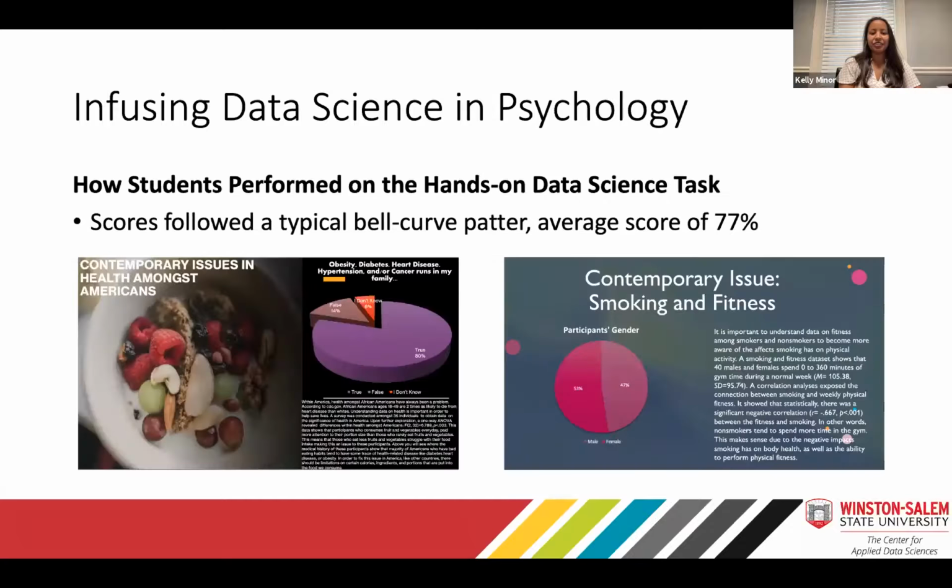Let's go to the next slide and I'll show you some examples of what they did. So they did some really cool assignments, and here are some of the presentations that they did. So one of our contemporary issues was health. So you can see there's a nice pie graph there. That one is from one of our students who created their own survey, and they asked people if their family had a history of specific health issues. And then with that, they asked questions about their eating habits.